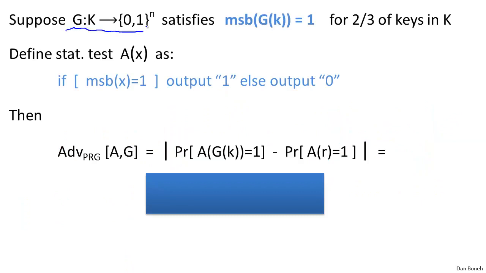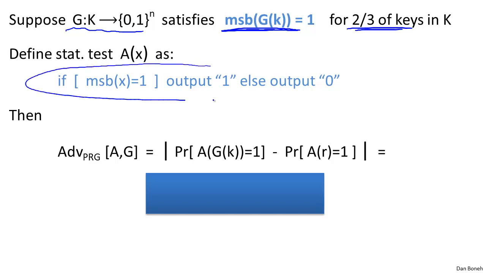Now let's look at a more interesting example. Suppose we have a generator G that satisfies a funny property. It so happens that for 2/3 of the keys, the first bit of the output of the generator happens to be 1. So if I choose a random key, with probability 2/3 the generator will output 1 as its first bit. That's the property of the generator that we're looking at. Now let's look at the following statistical test. The statistical test basically says, if the most significant bit of the string you gave me is 1, I'm going to say 1, meaning I think it's random. If the most significant bit of the string you gave me is not 1, namely 0, I'm going to say 0. Now my question to you is, what is the advantage of this statistical test on the generator G? Remember I just wrote down the definition here again, and I'll let you think about this for a second.